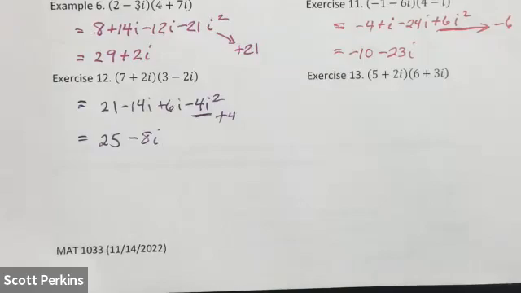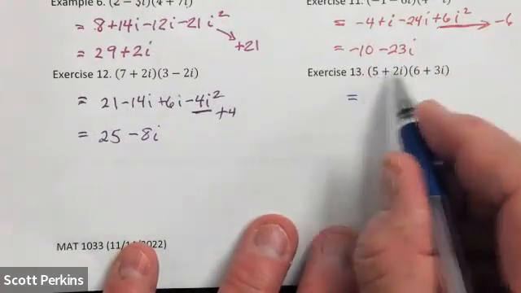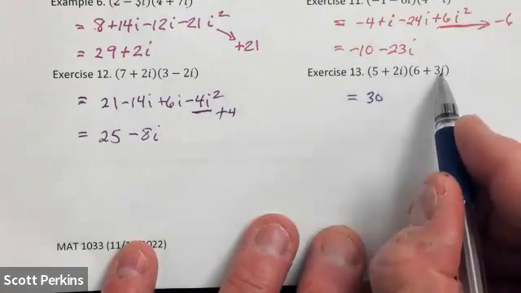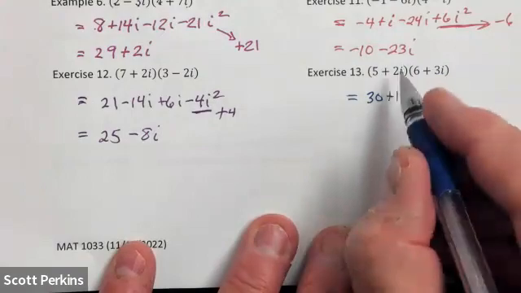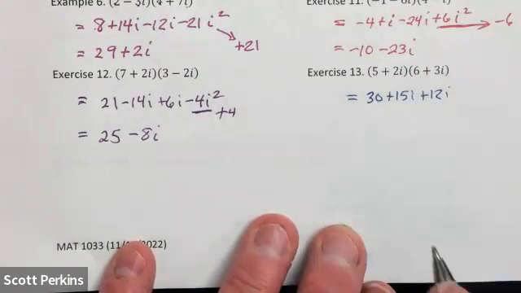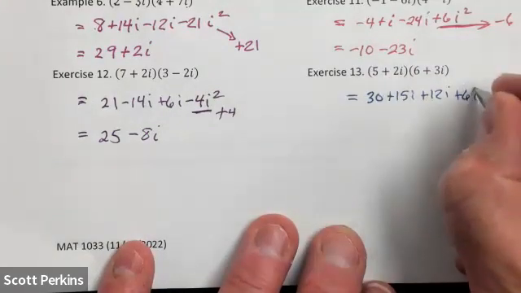All right, here we go. First, outers, inners, last. So my firsts on this problem, 5 times 6 are 30. Outers, 5 times 3i. 5 times 3 is 15i. My inners, 2i times 6. 2 times 6 is 12i. And then finally, my last, 2i times 3i. 2 times 3 is 6i squared.